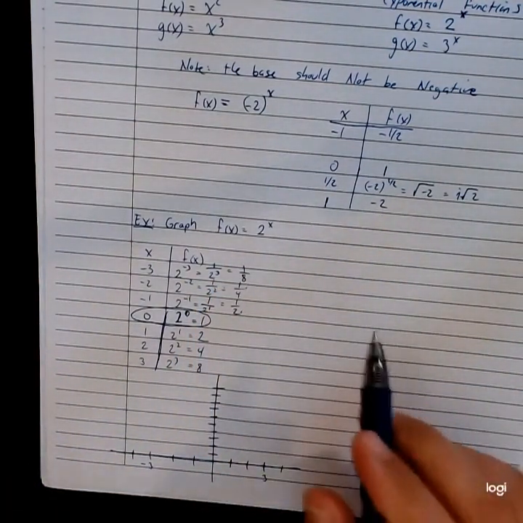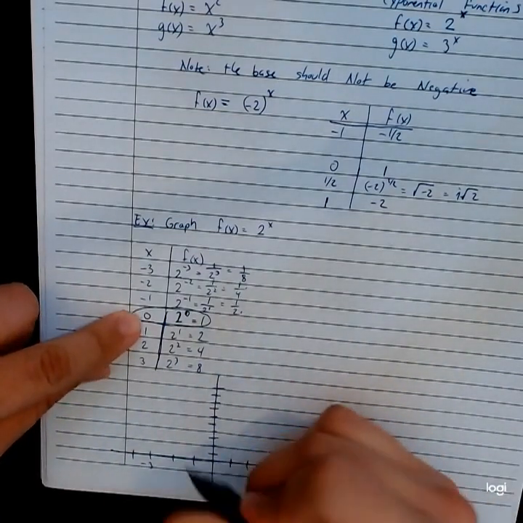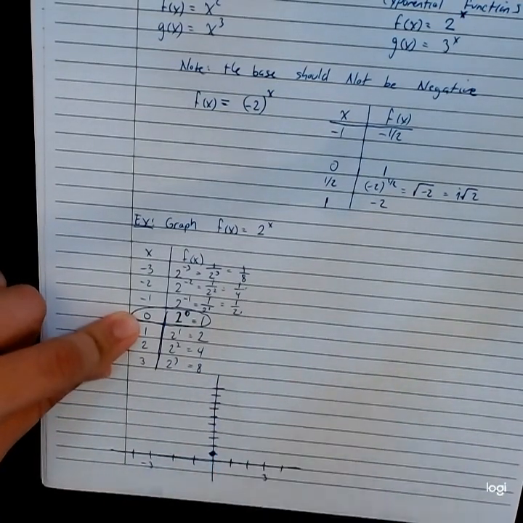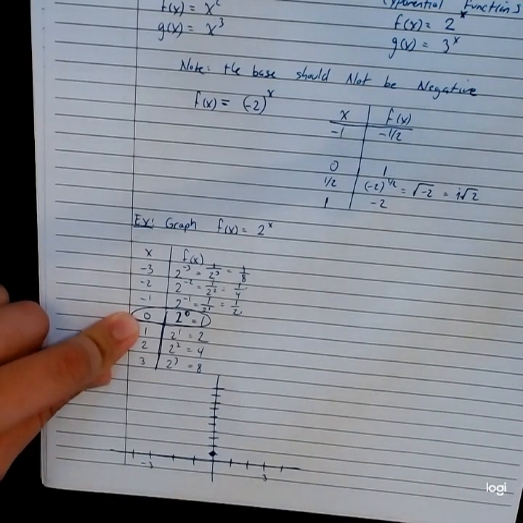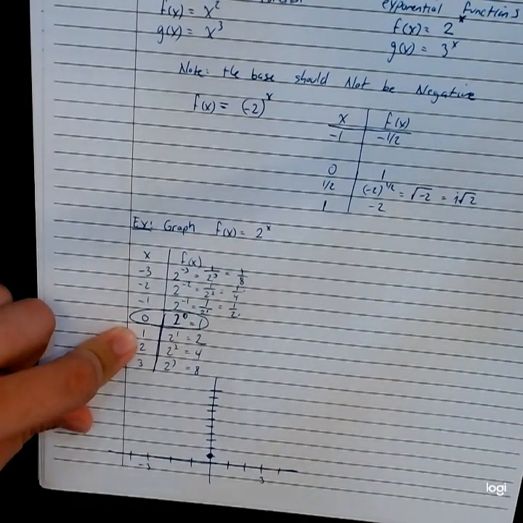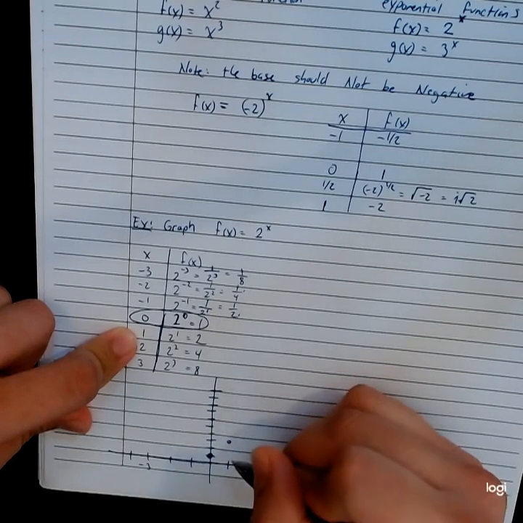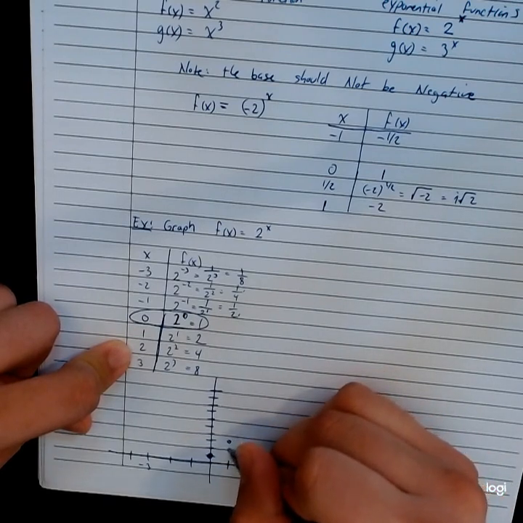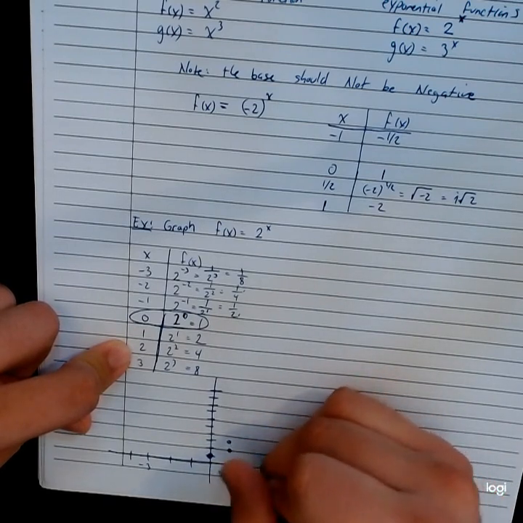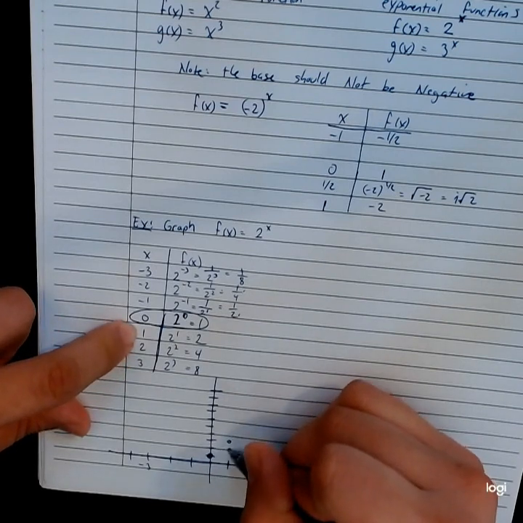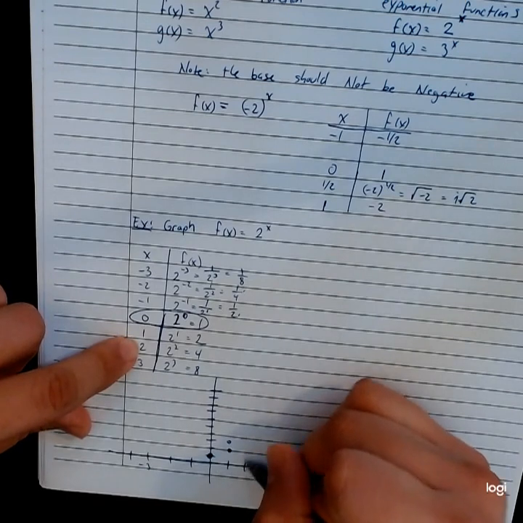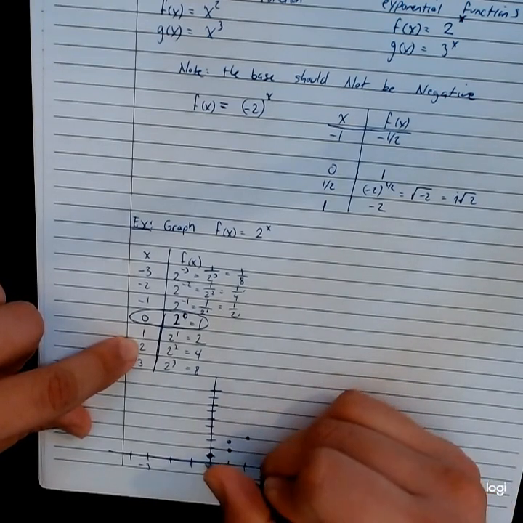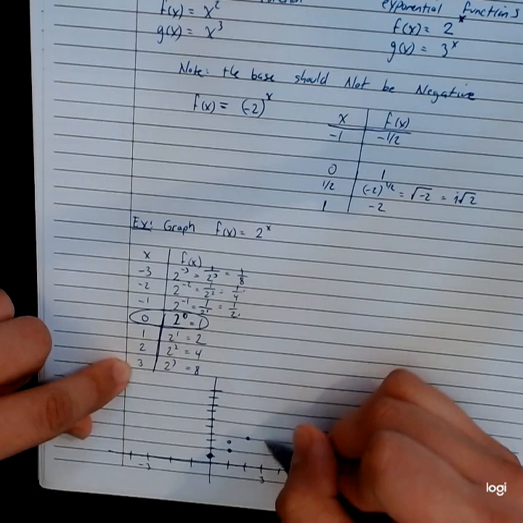All right, if I graph the points here, when x is equal to 0, y is equal to 1. All right, very nice. That would be our y-intercept. If x is equal to 1, y is equal to 2. Oh, that should be 2. Yeah, if x is equal to 1, y is equal to 2. If x is equal to 2, y is equal to 4. And if x is equal to 3, y is equal to 8.